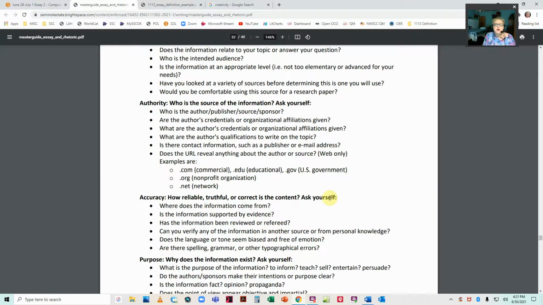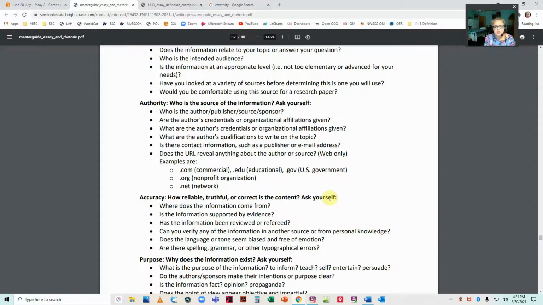Authority, who's responsible for putting that out? It might be the author, it might be the publisher of the website, or the publisher of a book or magazine. Now, usually magazines and newspapers self-publish, right? So the New York Times is its own publisher. But books have publishers, and some of those publishers are not from reputable companies, right? So you can't assume that just because something has been put out in print, that company that did it is actually legitimate, right?